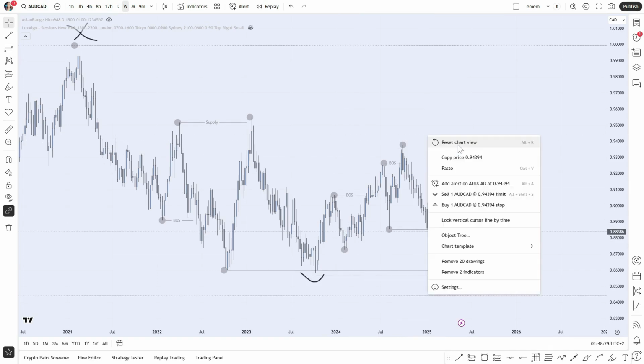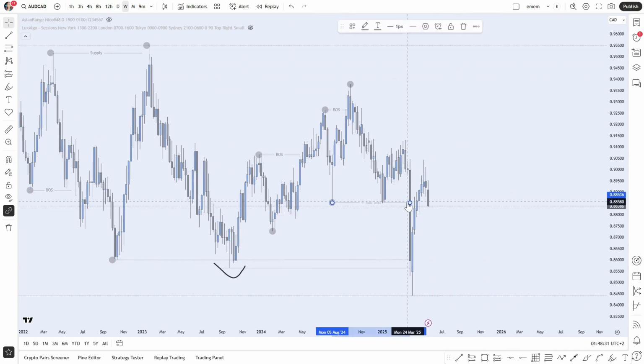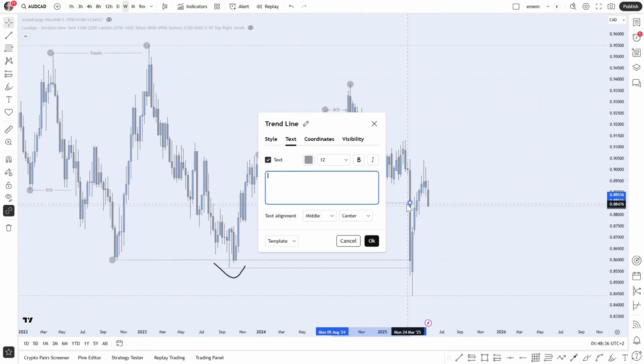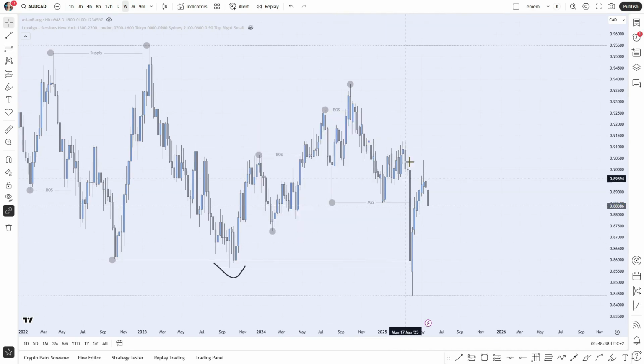Moving on, we could see that the market absolutely gave us what seemed to be a market structure shift. At this point here, we had our market structure shift. Market became bearish once again. Now, how did we confirm the bearishness?